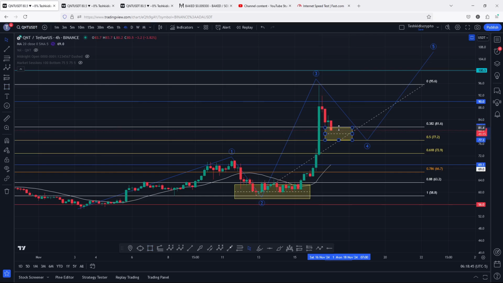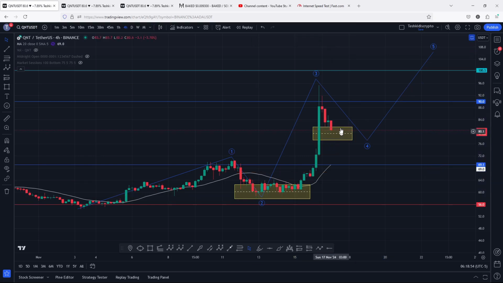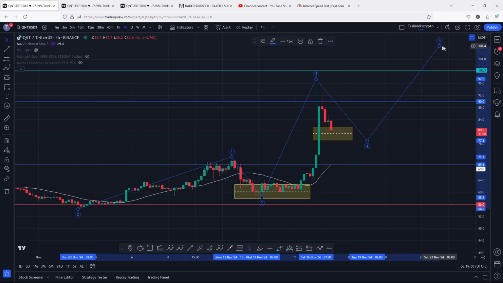and the $77.2. So I need to see QNT holding above the $77.2 in the next coming hours, and as long as we continue holding within this area, then I will be expecting another explosive bounce to the upside in a wave 5, possibly taking us back above the $100 mark.